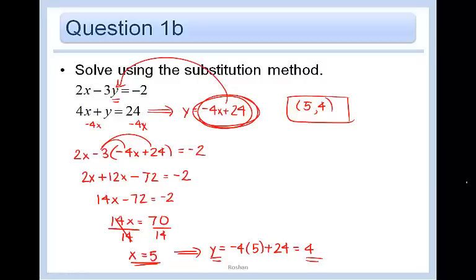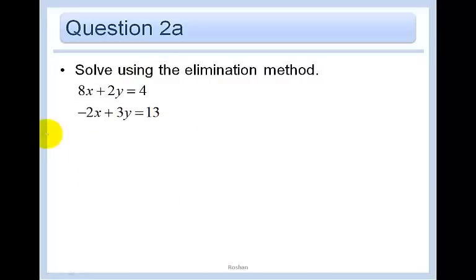Okay, great. All right, so let's go ahead and solve this one using the elimination method. So in the elimination method, really what you want to do is you want to be able to add both of the equations so that one of the variables cancels itself out.